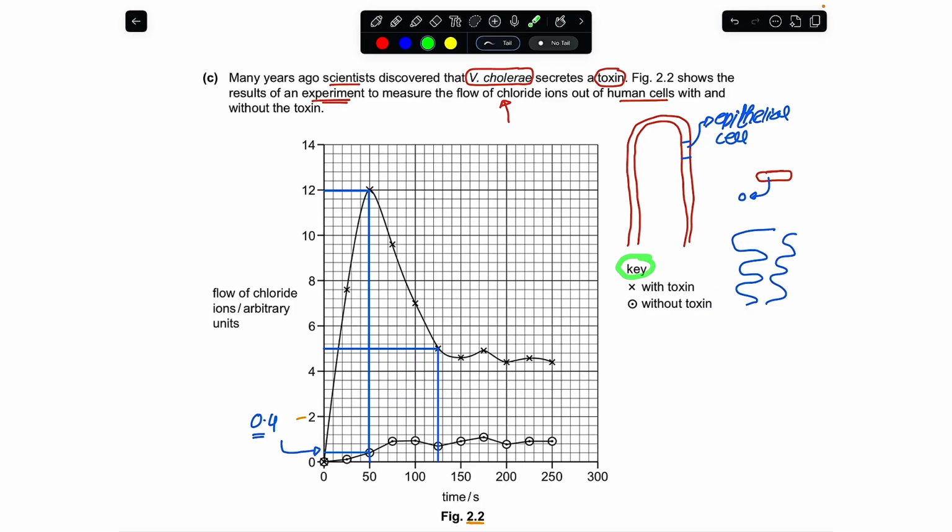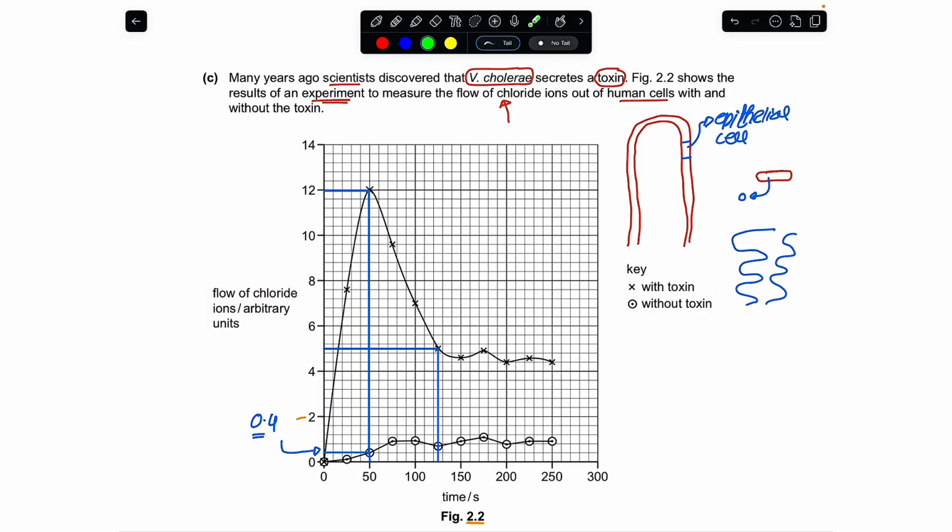Now, if we look at the graph, the first point is that we need to look at the key. The graph indicated with the crosses is when there is presence of the toxin, and the one with the dots is without the toxin. On the x-axis, this is time given in seconds, and on the y-axis we have the flow of the chloride ions in terms of arbitrary units.